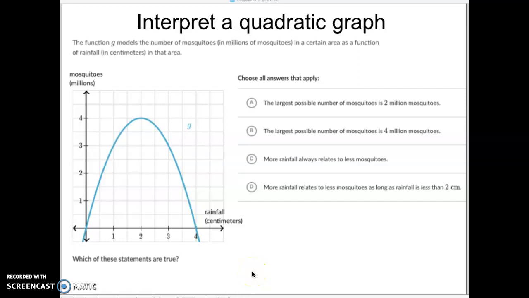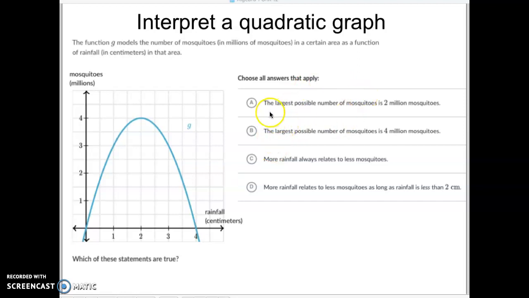Hey, Intermediate Algebra. This Khan Academy exercise is called Interpret a Quadratic Graph. Basically, you're just looking at this graph right here and interpreting the information from it, and you're supposed to pick all the answers over here that apply to it.